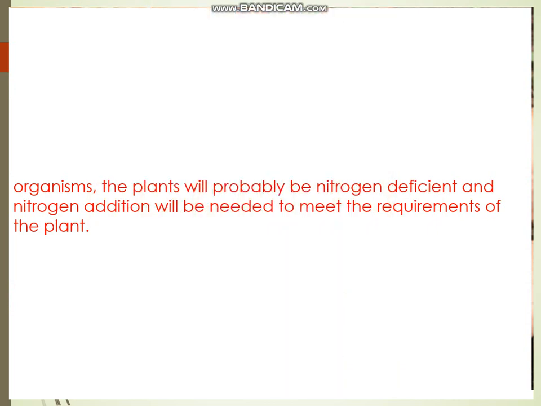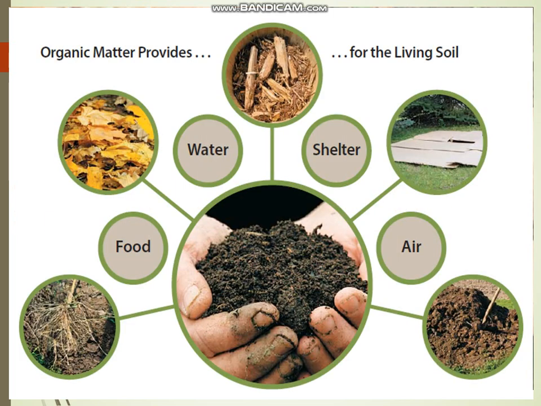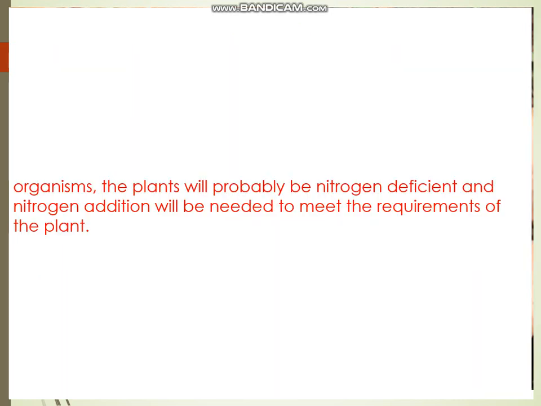This is why incorporating organic matter into soil can change the amount of nitrogen available to plants. Incorporating organic matter that has a high carbon nitrogen ratio will probably cause some nitrogen deficiency in the crops or plants, at least in the short term.